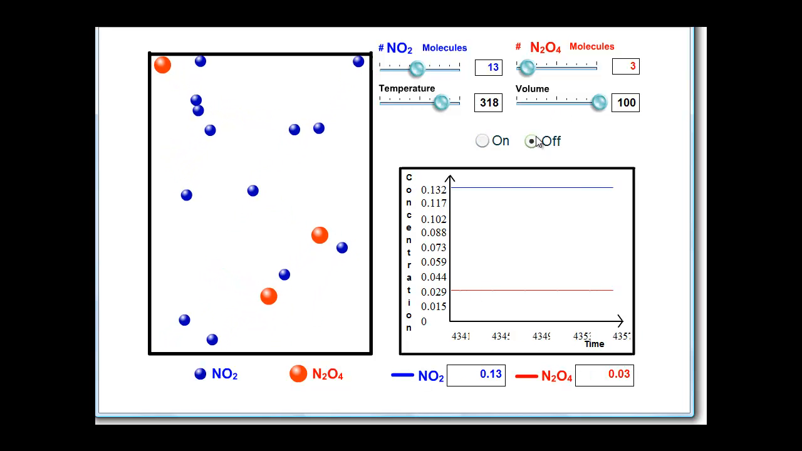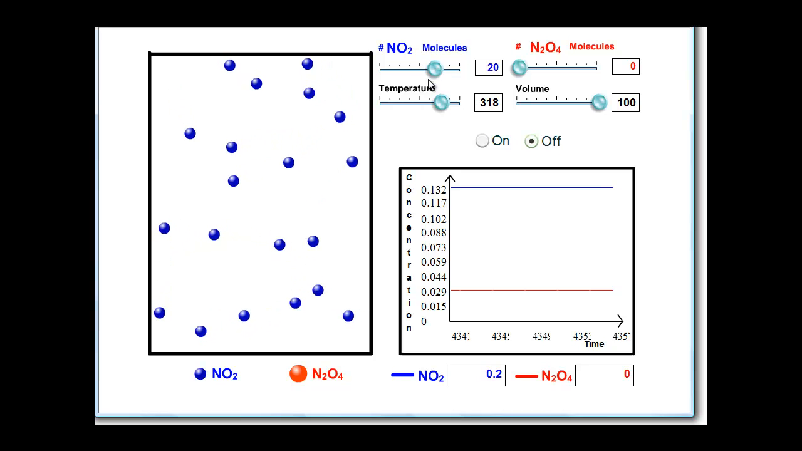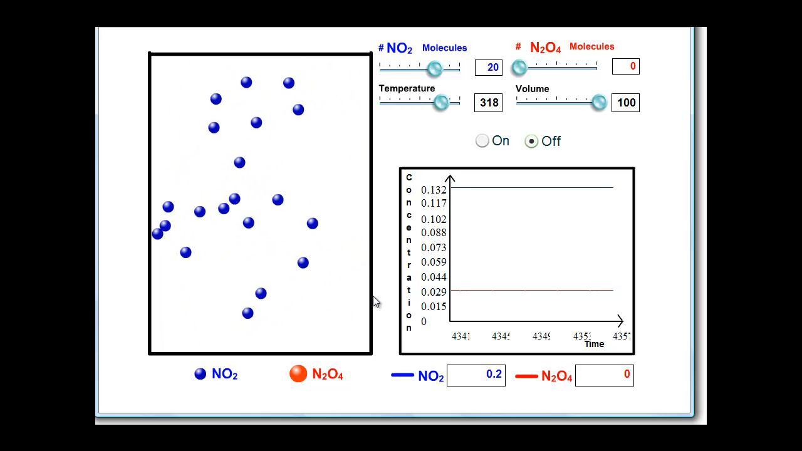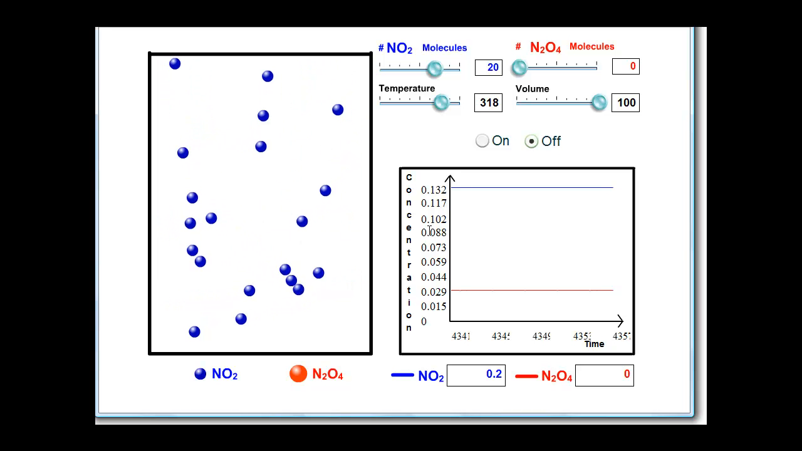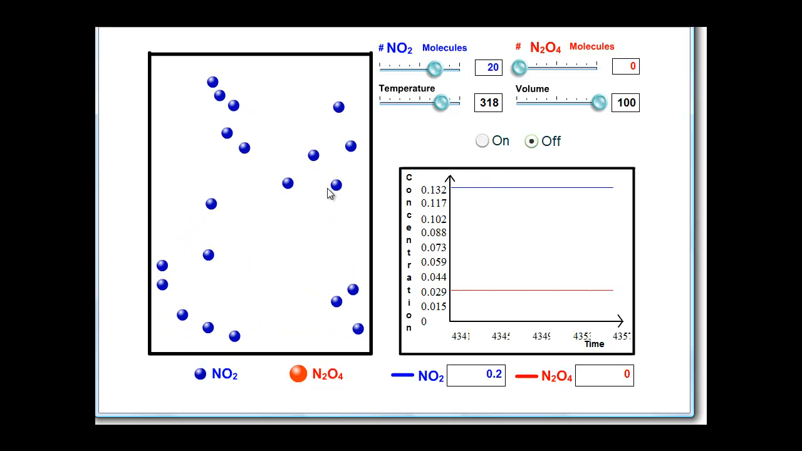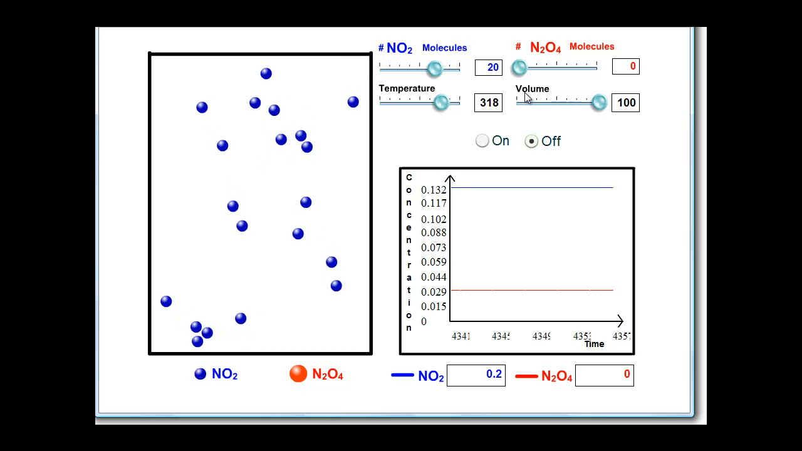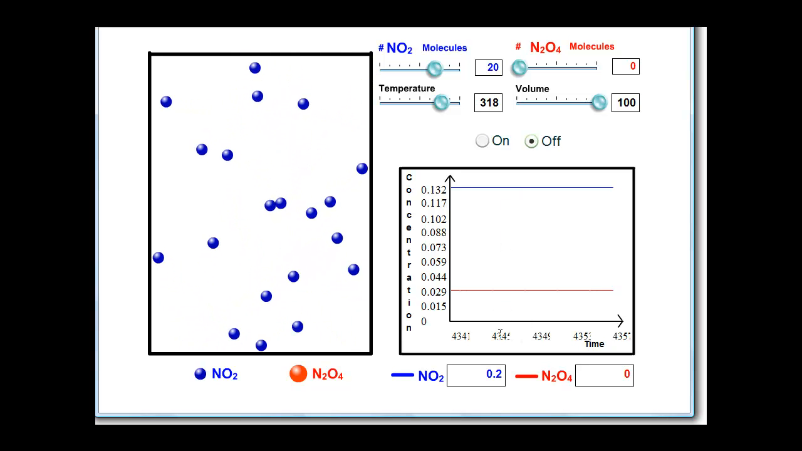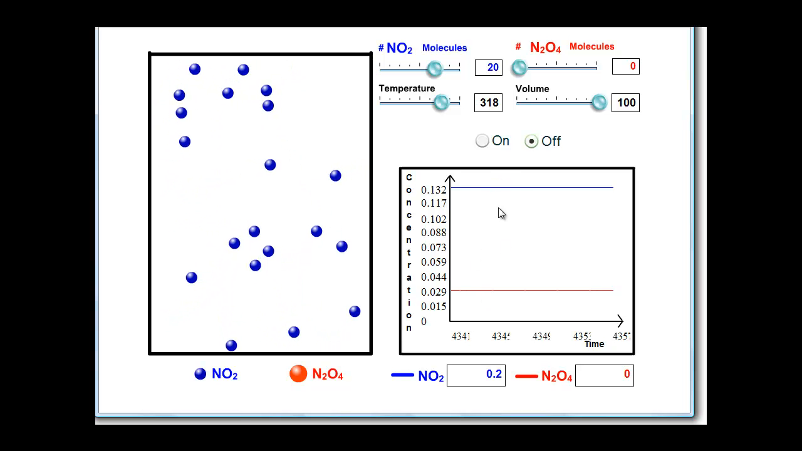So in this case, I'm going to do the thought experiment with this dynamic simulation. What you're looking at here is all the blue spheres represent NO2 molecules, and I have an on switch here, and I'm going to turn it on and initiate this reaction. And as you see red spheres appear, those represent N2O4 molecules.